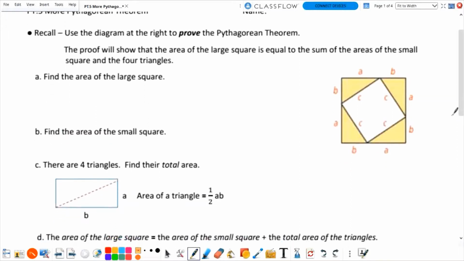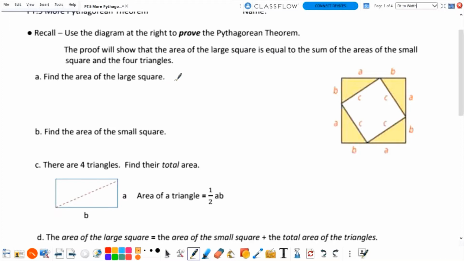So we're going to use the diagram at the right to prove the Pythagorean theorem. This proof will show that the area of the large square is equal to the sum of all of the areas of the small square and the 4 triangles. So the area of the large square is equal to the sum of the areas of the small square, this white square in the middle, and the 4 triangles. Okay? So let's start by finding the area of the large square.